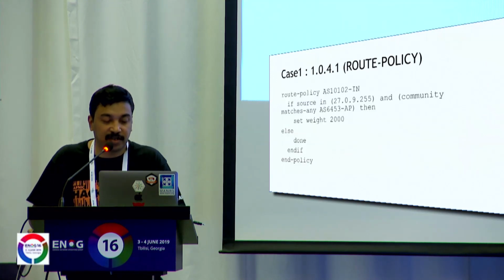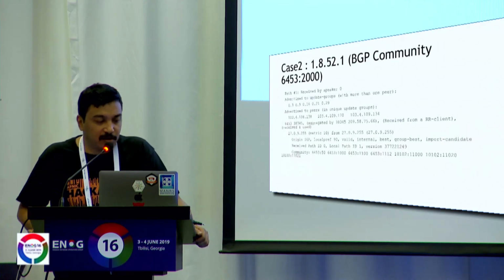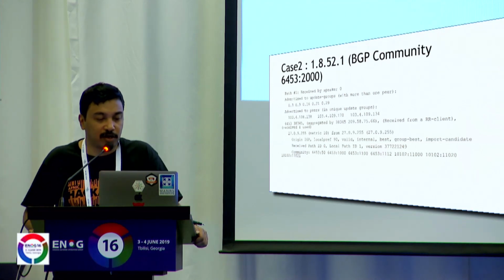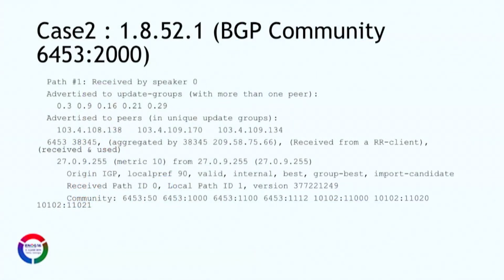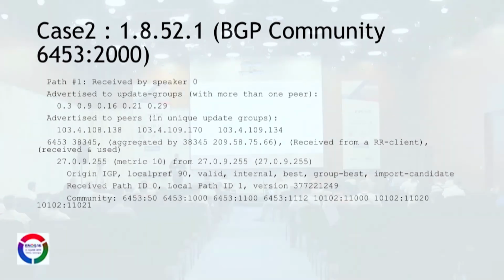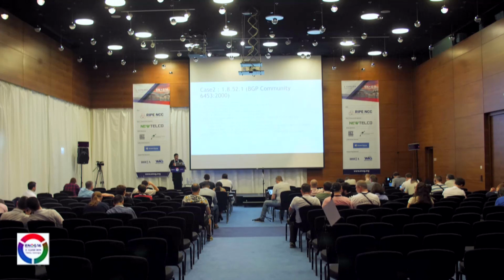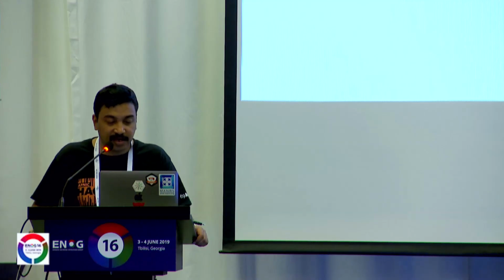So that was the configuration that helped us get a far better result with the outgoing traffic, the latency, and the reachability of that specific IP prefix. Here is a second example of another prefix from 1.8.52.1. Here we are talking about 6453:2000, which stands for the EU region. With the default BGP table, we are getting around 304 milliseconds in the traceroute result. But after applying the route policy, you can see that we are getting 171 milliseconds.